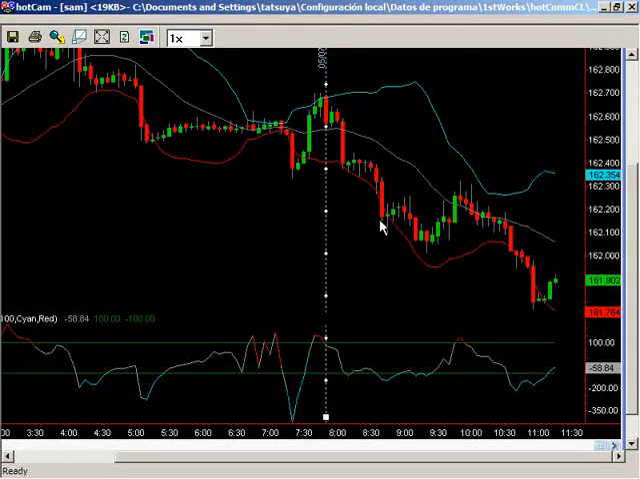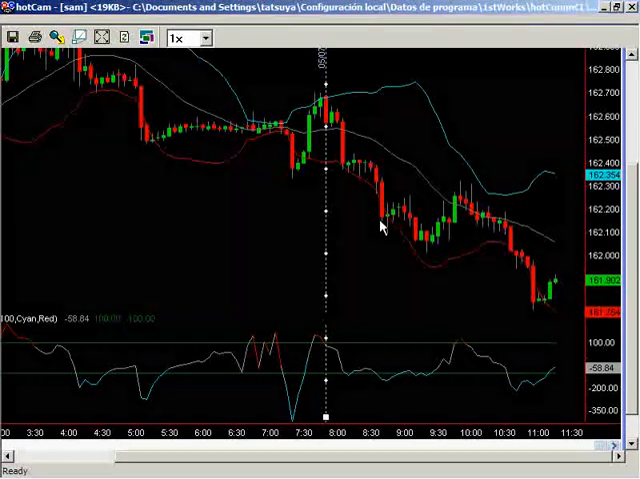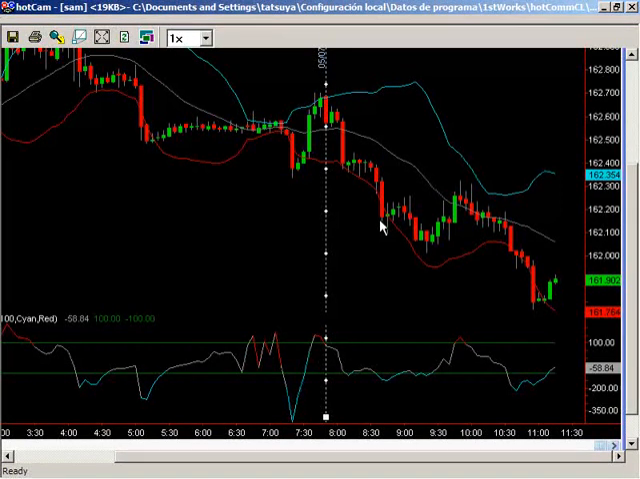So one person I know that uses this strategy would get in when the CCI goes overbought, and then not when it goes overbought, but when it goes back below overbought. Right where you have that vertical line, they would get in right there. They'd put their stop just above the high of that pivot high, the 162.70 here in the euro yen.